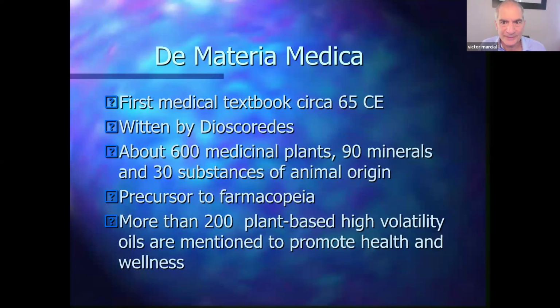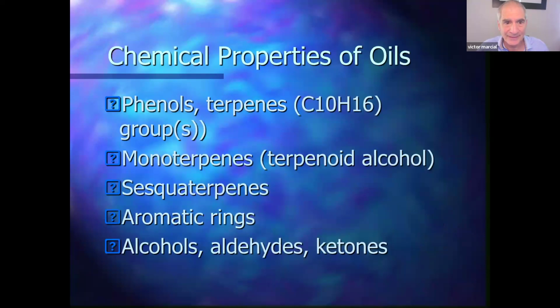The first medical textbook, almost 2,000 years ago, written by Dioscorides, mentioned the use of 200 plant-based high volatility oils to promote health and wellness. So this has been going on for a long time. This was the precursor to the first pharmaceutical textbooks. So that's how this has been used for many years.